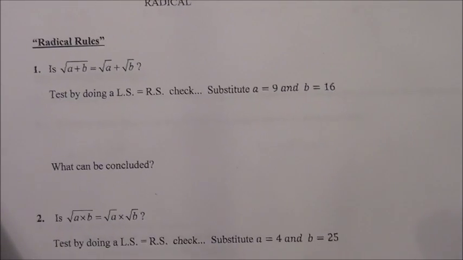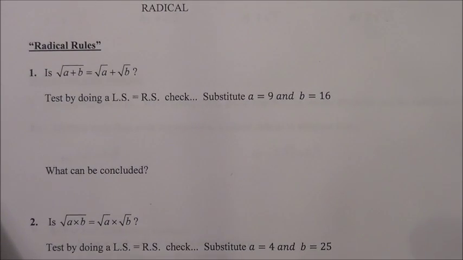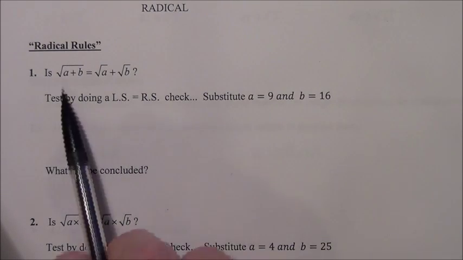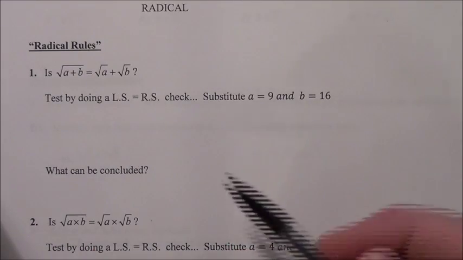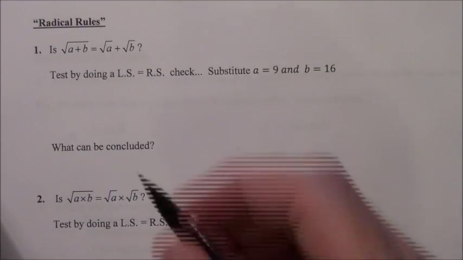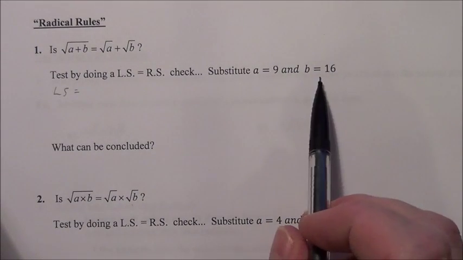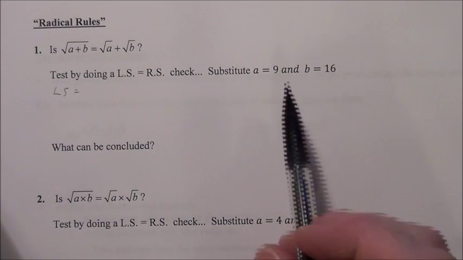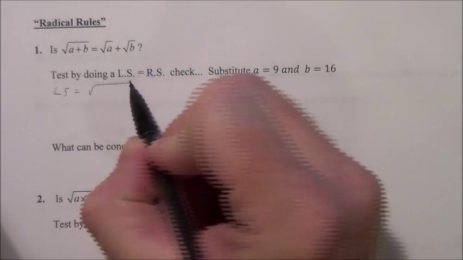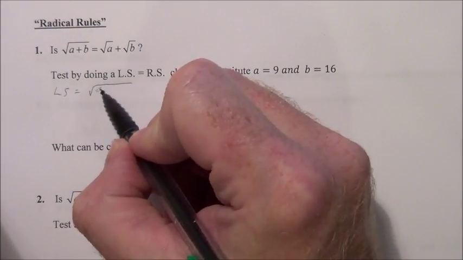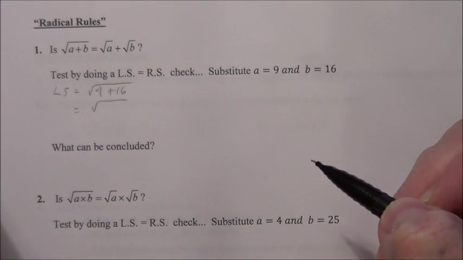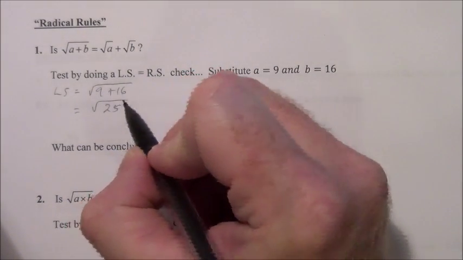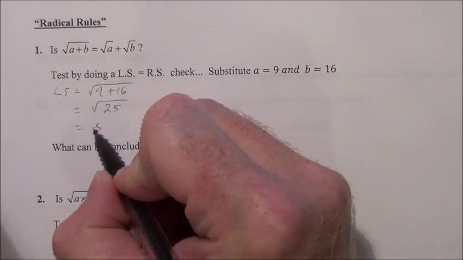So radical rules. We want to find out first of all if the square root of a sum is equal to the sum of the square roots. So we're going to use the left side and right side check. We'll substitute 9 for A and 16 for B, and we'll see what happens here. So we put in the square root of 9 plus 16. 9 plus 16 would be 25, and then the square root of 25 is 5.